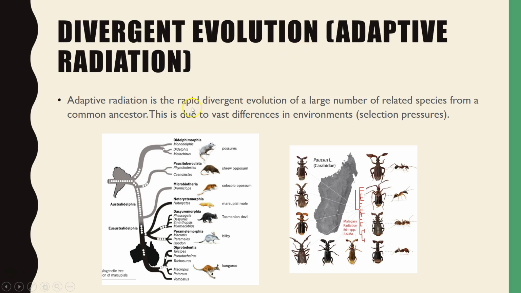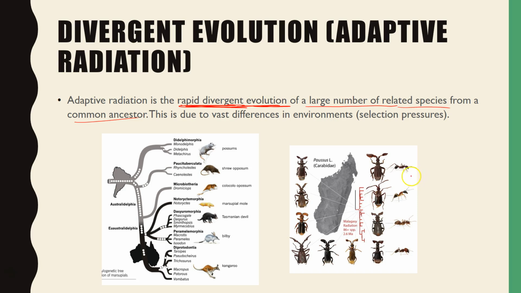That's where we have a rapid, very quick, very large divergent evolution of a large number of species from a common ancestor. And that's due to different selection pressures. So if we look here between Australia and Central America, there are a number of different organisms which have diverged or come from the same common ancestors.